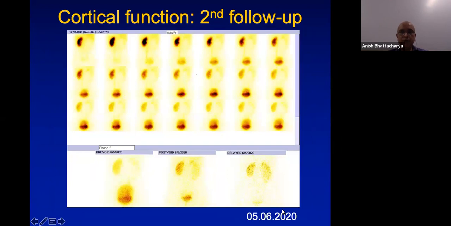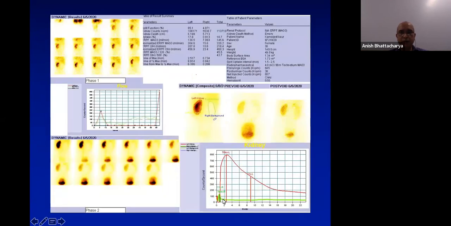5th of June 2020, the right kidney has practically disappeared. Okay, hardly any function left. And the curve has dropped down to rock bottom. 95% function on the left side, 5% on the right side. For whatever reason, the patient was not intervened, and the follow-up subsequently shows this.